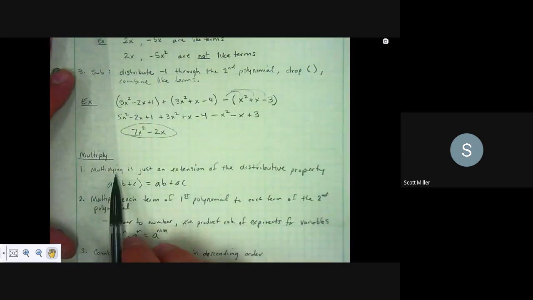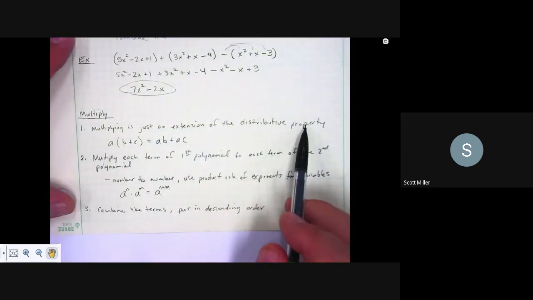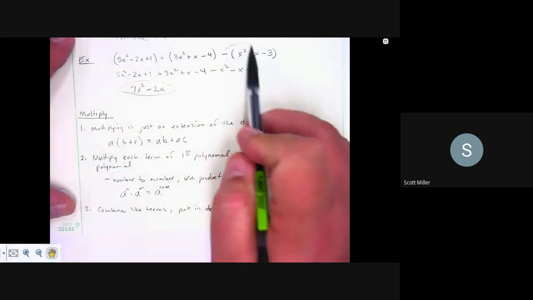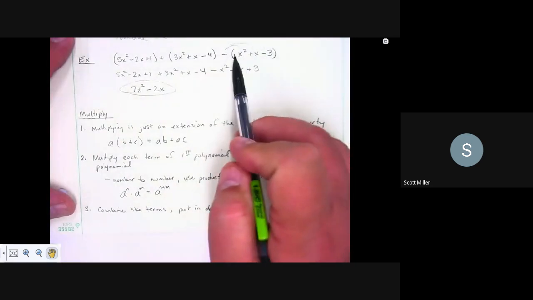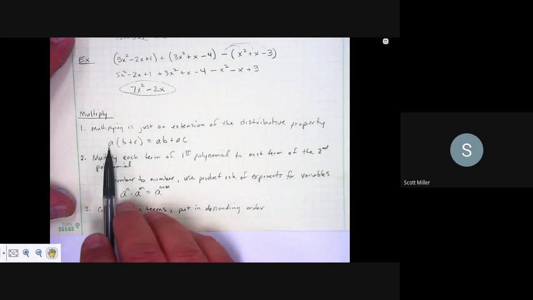Multiplication is just an extension of the distributive property. Like when we distributed the negative sign throughout, that's what we did here. We distributed, multiplied to each term inside the parentheses. So multiplying is just an extension of that distributive property.